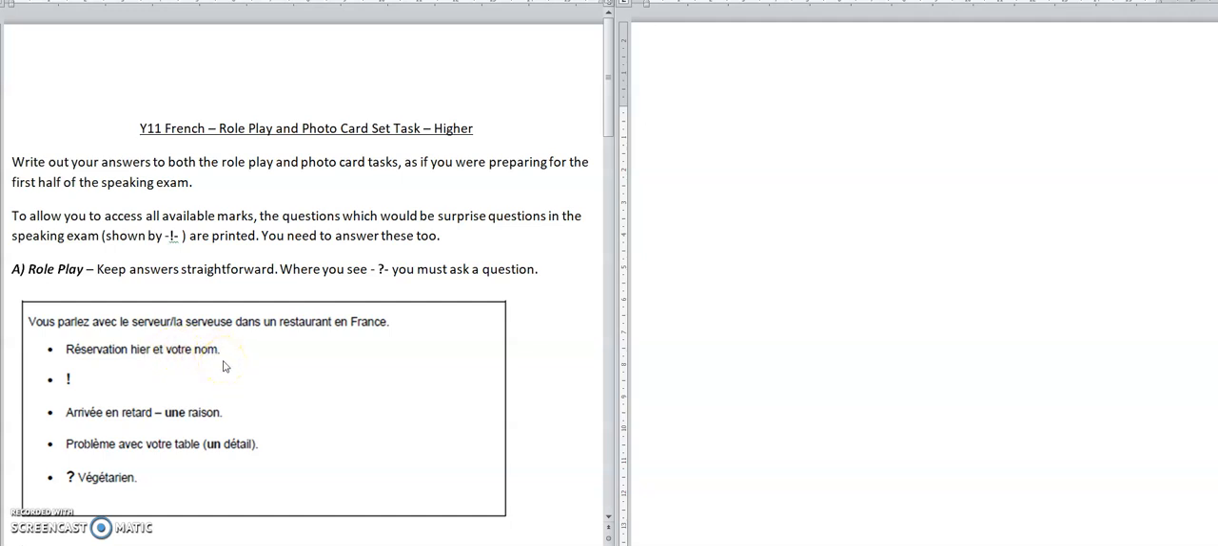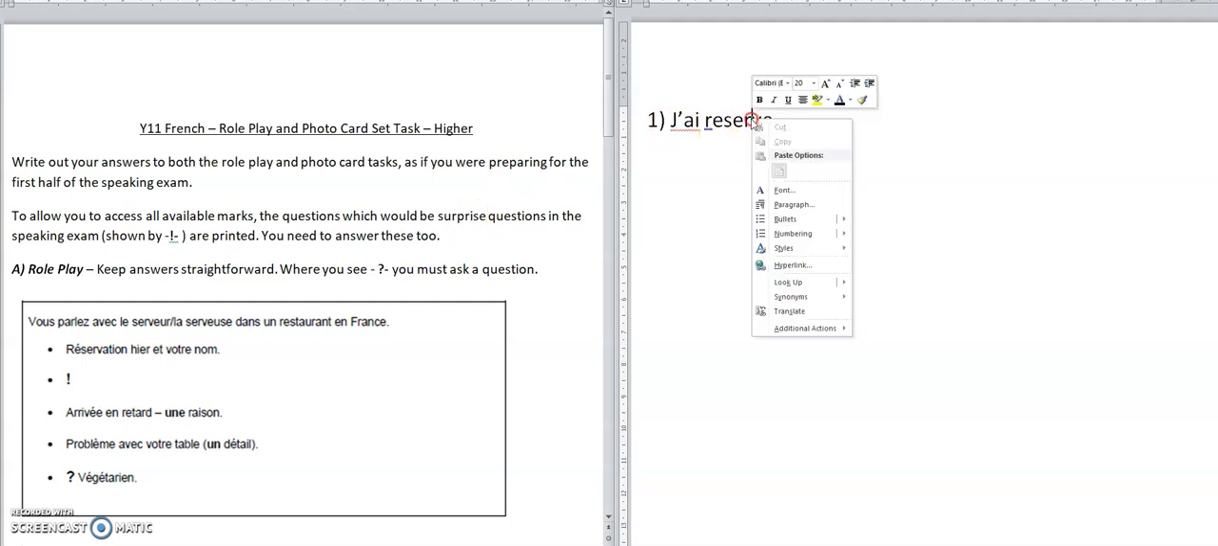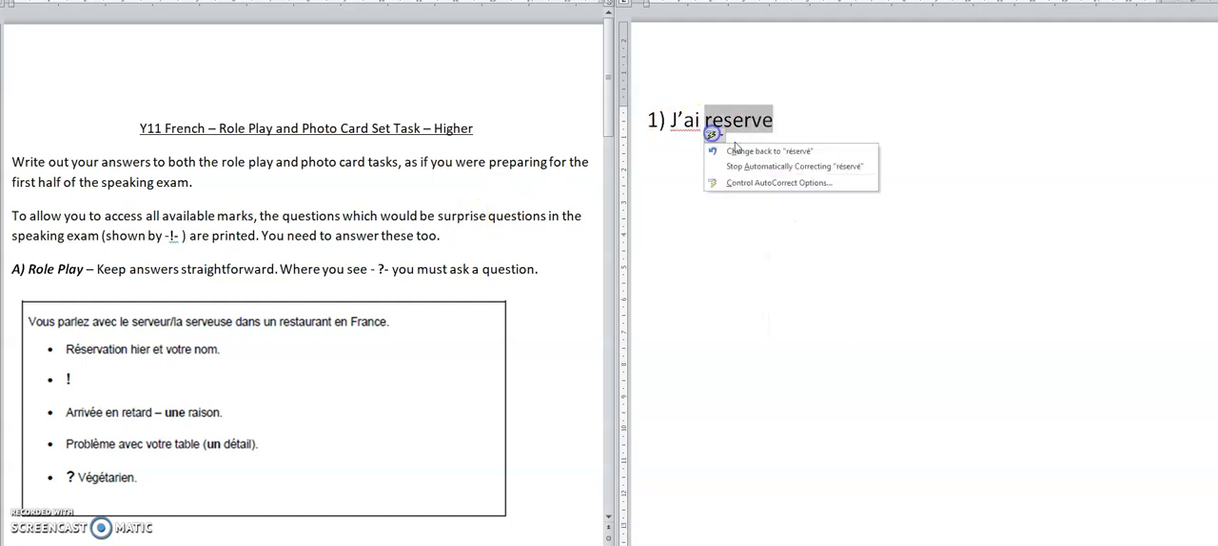So you need to make it as simple as possible, but you do need to get the right tense, and you won't get full marks if you don't put something in the past. So something like j'ai réservé, I've reserved une table hier. Put the hier in there. Make it clear to the examiner that you know it's past tense. I've reserved a table yesterday.